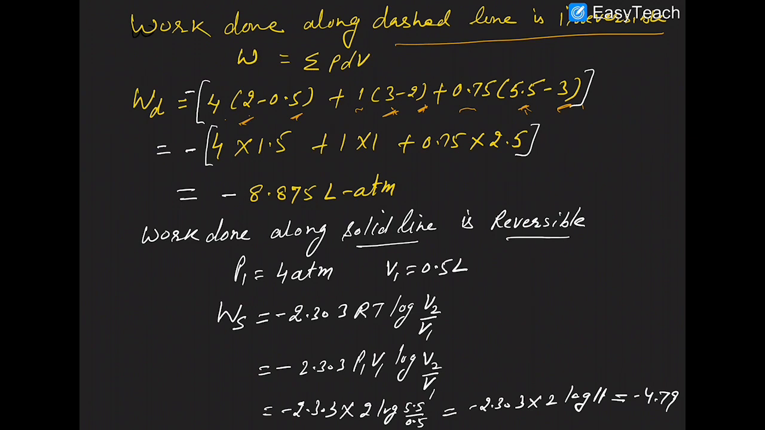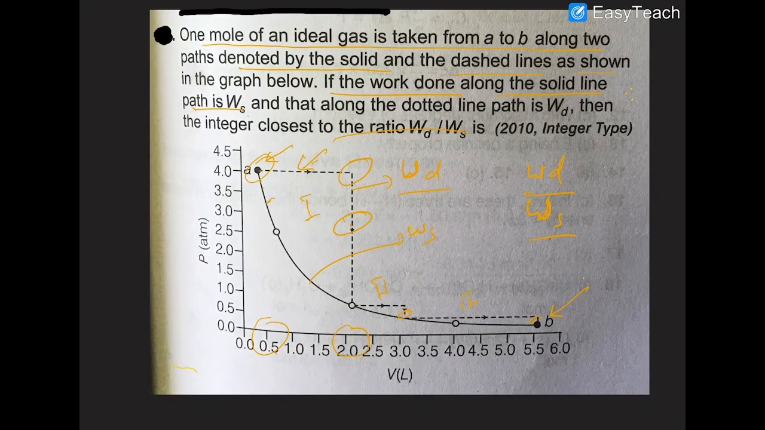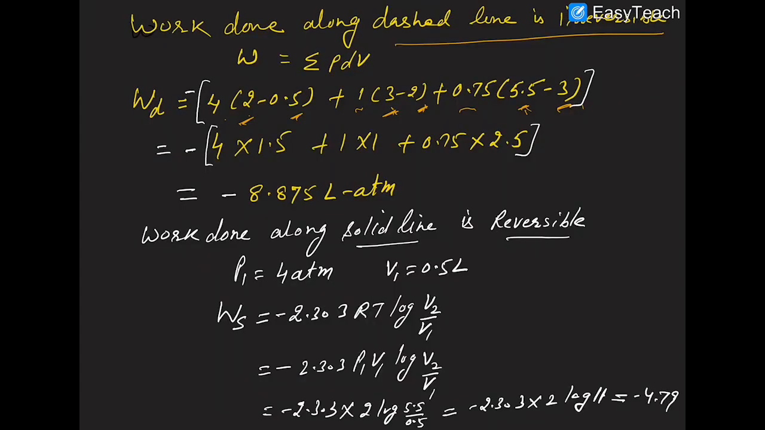Now, work done along the solid line. This is the solid line, so that will be a reversible isothermal. P1 is given to you, V1 is given to you. In place of RT, you will put the value of P1 V1. Sure about that? And this is where we put the values of V2 and V1, and you will get the value of 4.79. Are you sure about that?